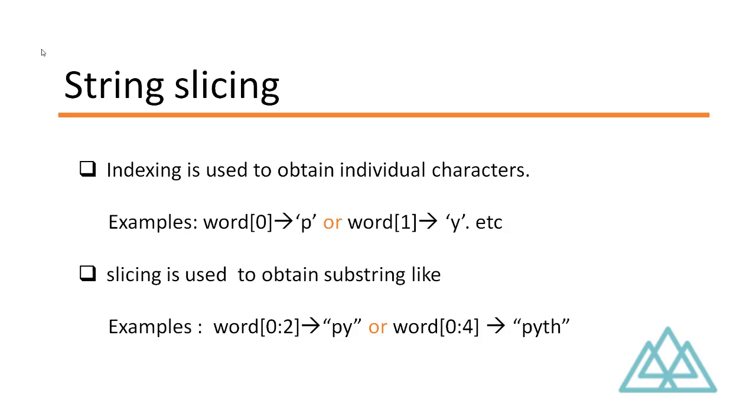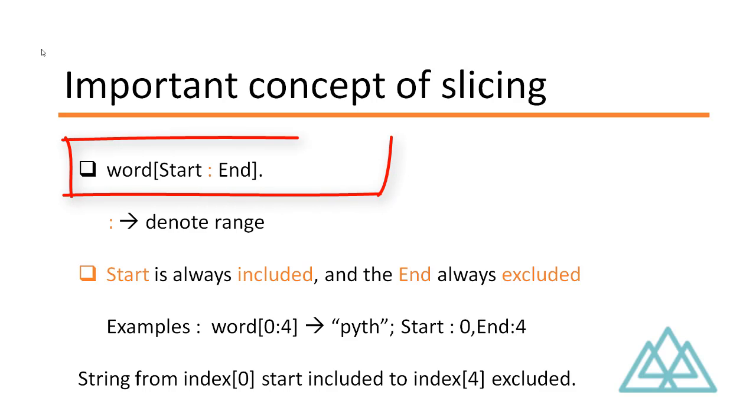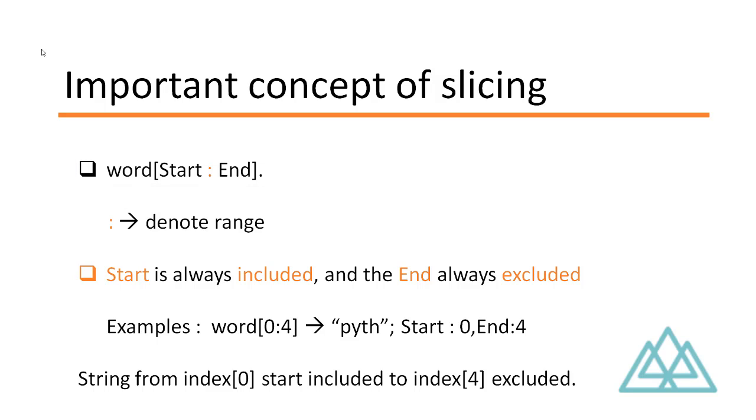Like word in square brackets, if you give 0 colon 4, the string printed will be pyth, and not the fourth index, just from index 0 to 3, because the concept is that start is always included and end is always excluded. So, start colon end is the syntax for string slicing, and colon denotes range. The most important line you have to remember in Python slicing is this: whether you are slicing a string or a list, or any sequence in Python, if you are using slicing, this concept is valid.